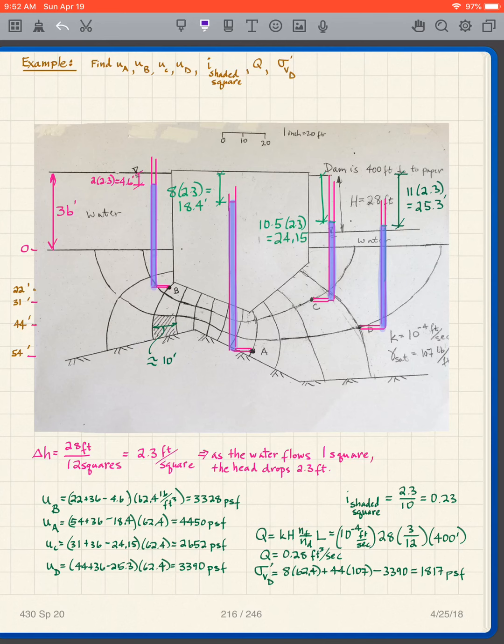At point D, we're going to use the pore pressure at D. We have water, we have soil, and you can get the sigma V at point D, and then subtract off the pore pressure at D to get sigma V prime at D.